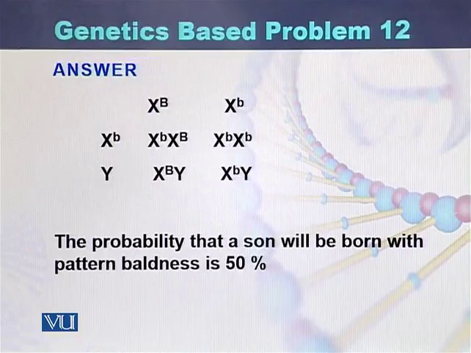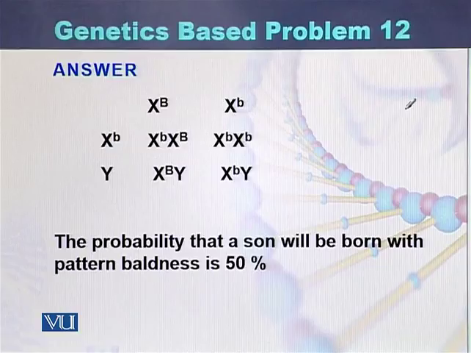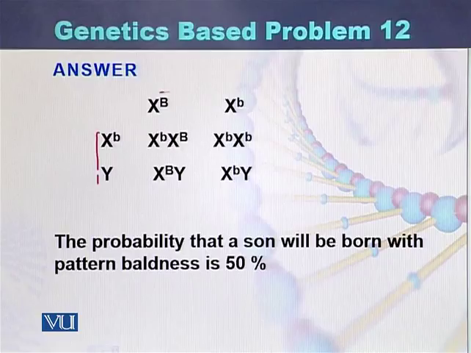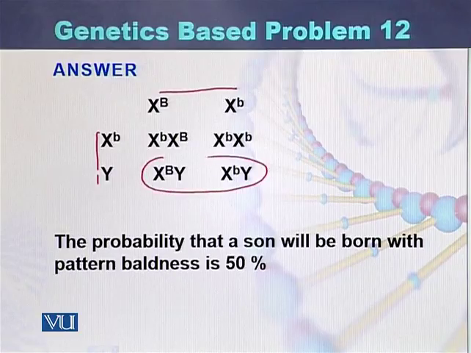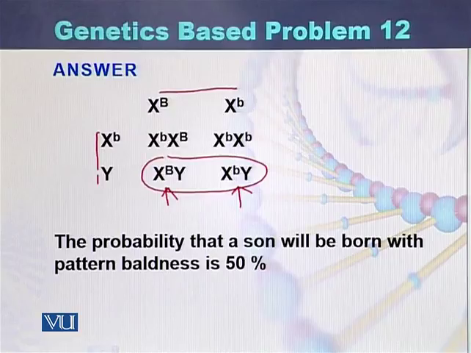So if we draw the Punnett square, these are the gametes of the male and these are the gametes of the female. In this case, there will be the birth of two sons. One son will have the dominant allele, and the second son will have the recessive allele, because capital B was for the dominant allele and small b was for the recessive allele.